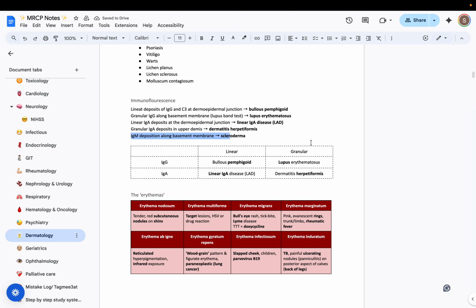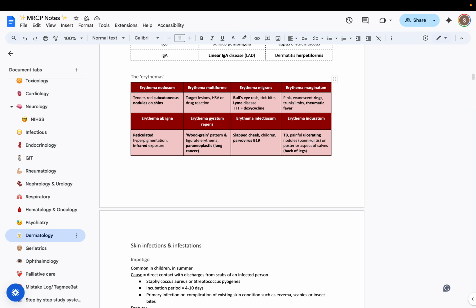So again, let me try to repeat this from memory. So if we have linear deposition, it's either bullous pemphigoid if it's IgG, or linear IgA disease if it's IgA. If we have granular deposition at the epidermal junction. No, not at the dermo-epidermal junction. At the basement membrane, IgG, it's lupus. IgA, in the epidermis, it's dermatitis herpetiformis, and then scleroderma is IgM along the basement membrane.